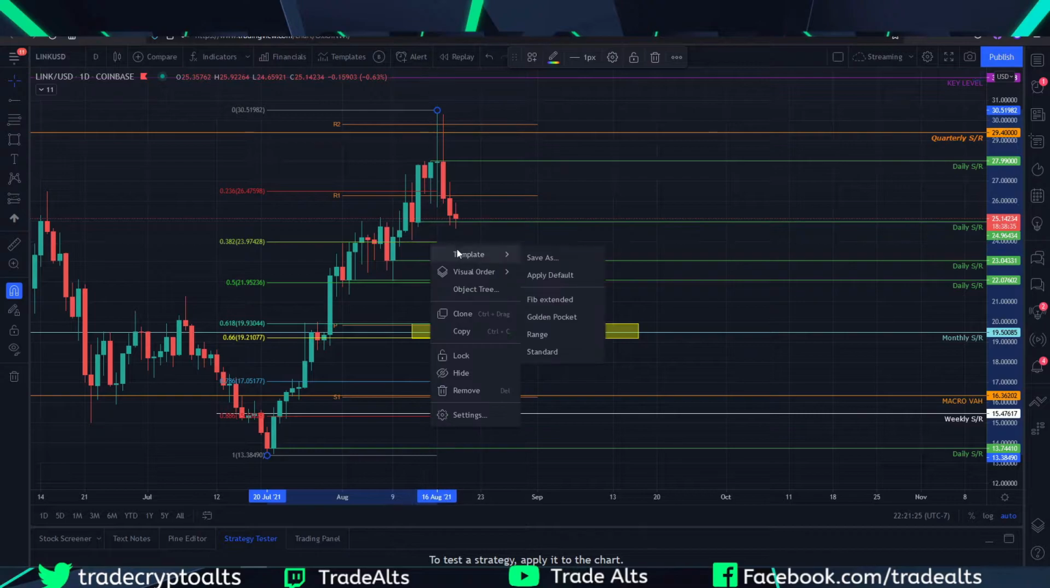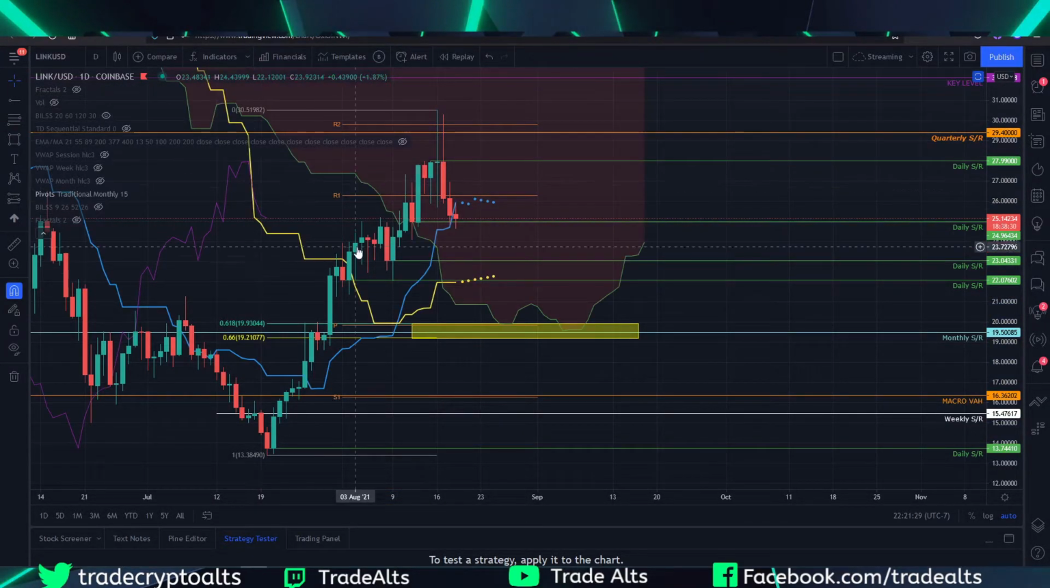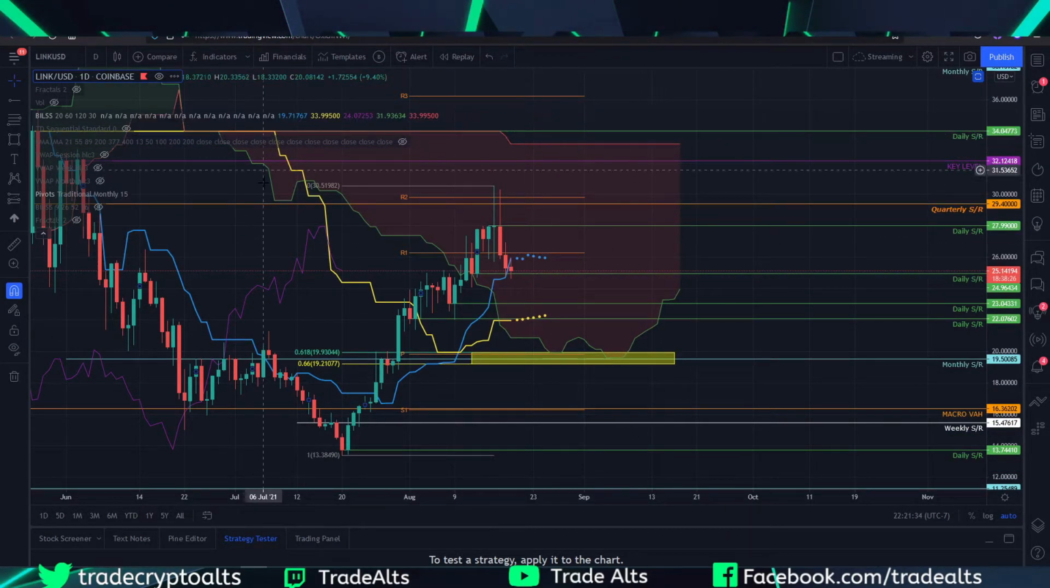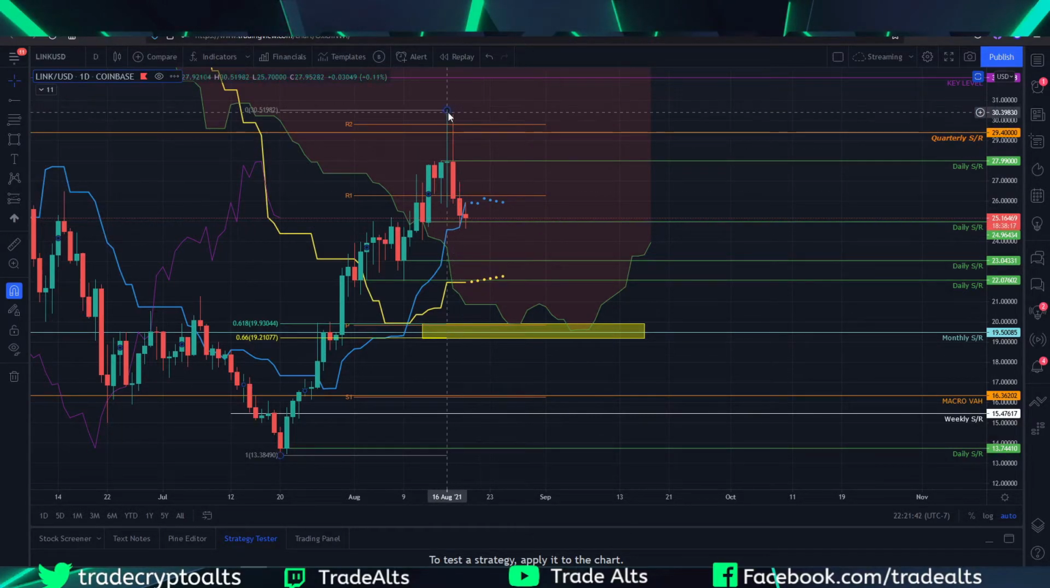So I'm going to revert this back. And then obviously we didn't look at this yet, I don't think. So here is Ichimoku. Obviously you're bullish. You made your high here, came back down, tested your Tenkan, but you're currently kind of losing it, right?